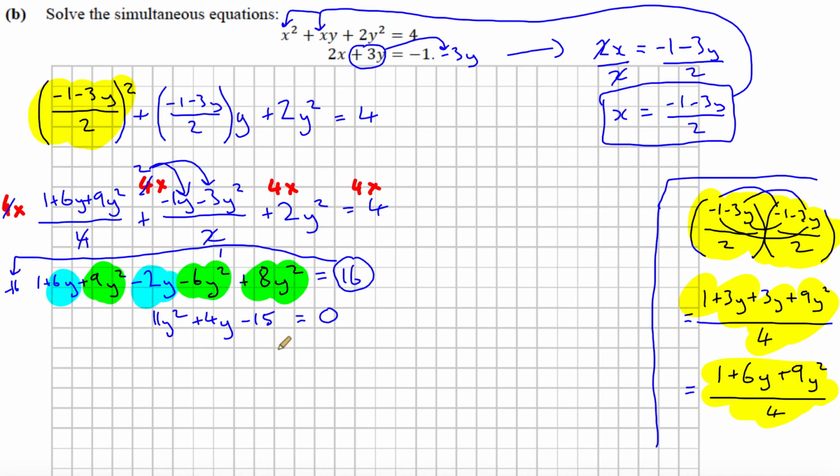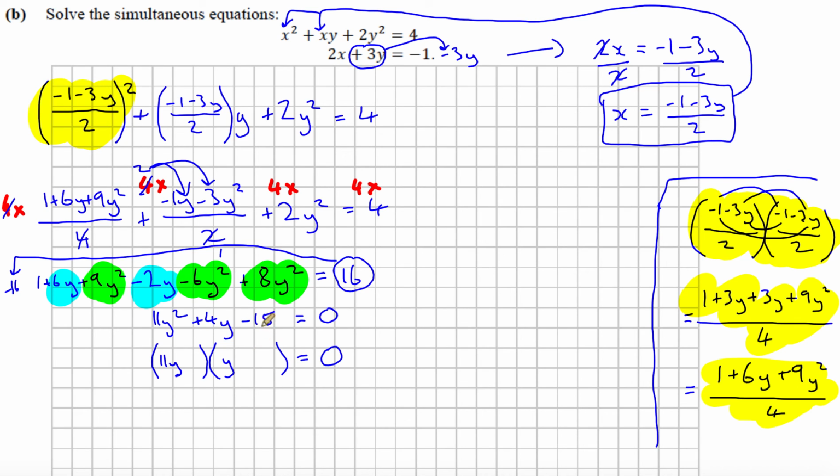I can solve this either by factorizing or by quadratic formula. So you can use the quadratic formula, minus b plus or minus the square root of b squared minus 4ac, all over 2a. But I'm going to try and factorize it here. Because 11 is prime, so I know I'm going to have 11y, and I'm going to have just y there. So now I'm trying to make this work here. So factors of minus 15.